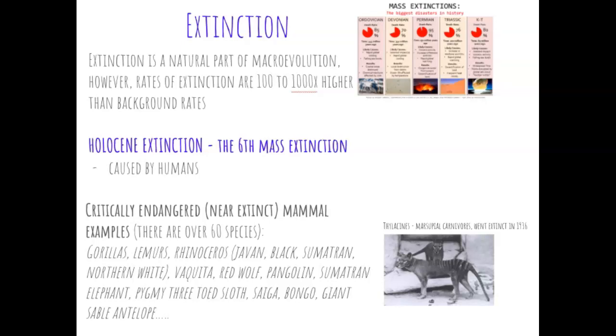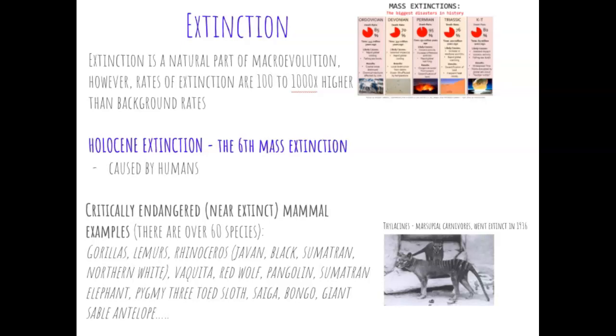So currently there are over 60 species just of mammals that are considered critically endangered, which means that they're near extinct. So these are things like gorillas and lemurs and rhinos, different species of them, vaquitas, red wolves, pangolins, Sumatran elephants, pygmy three-toed sloths, saiga, bongos, giant sable antelopes. And what that means is that those species are so critically endangered that it's going to be nearly impossible for their numbers to come back.